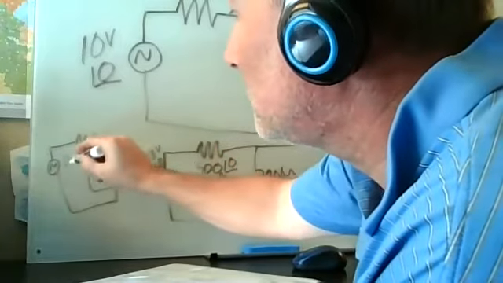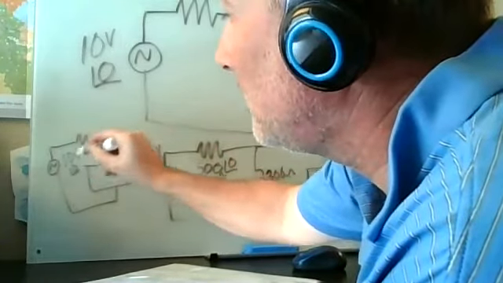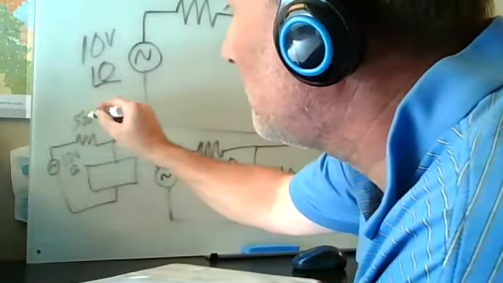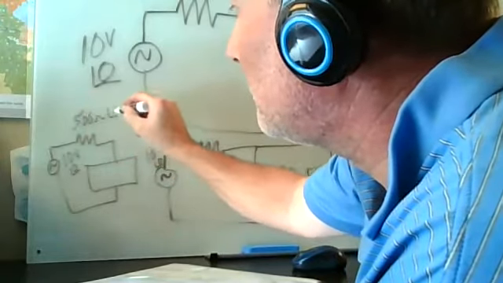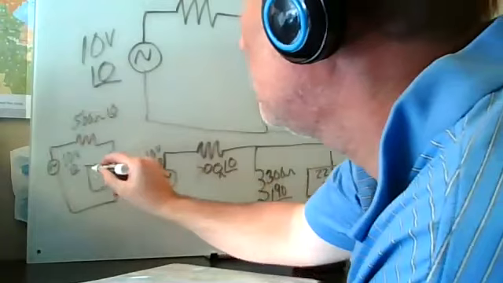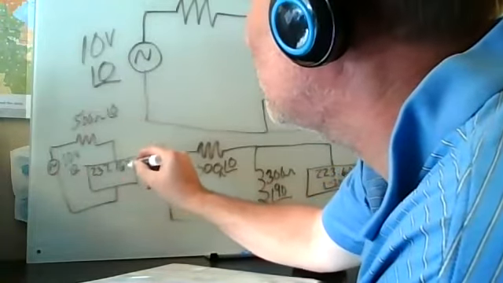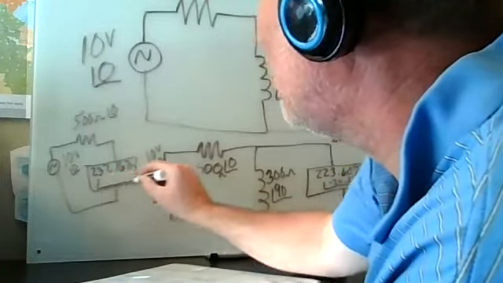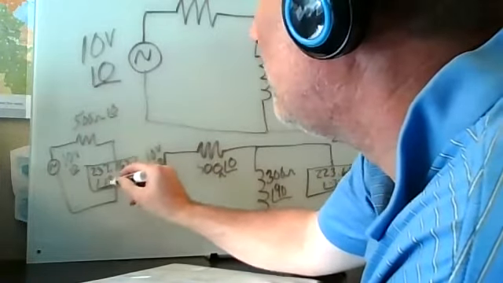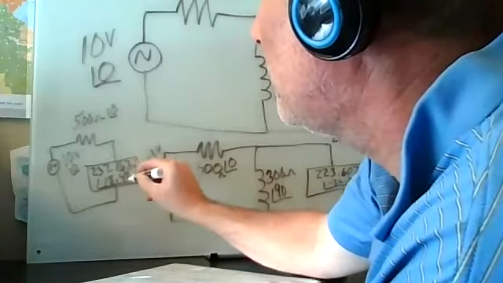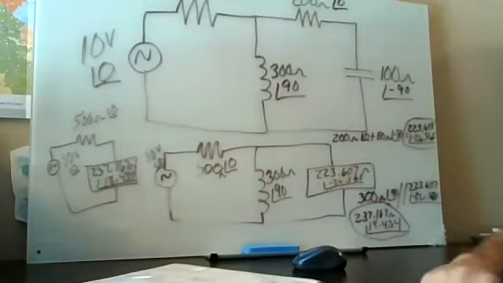So this is 10 volts, angle 0. This is 500 ohms, angle 0. And this was 237.167 ohms at an angle of 18.434. So I'm left with a simple series circuit like that.